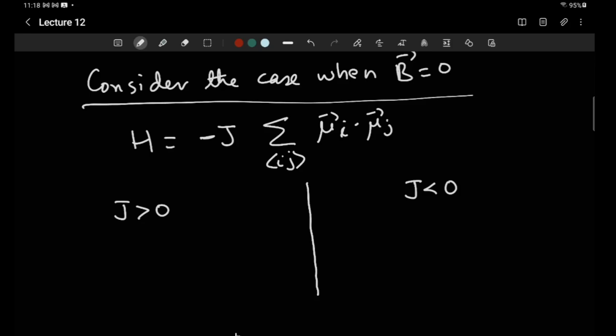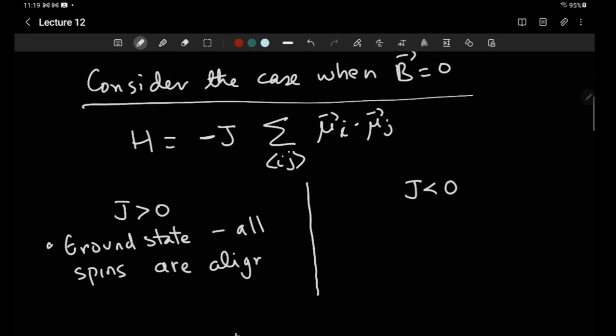But if J is positive, when does the Hamiltonian take the lowest value? Yes, Rajesh, louder. All are aligned, right? They are all parallel. Okay, so the ground state: all spins are aligned. And what about J less than 0? Anti-aligned.